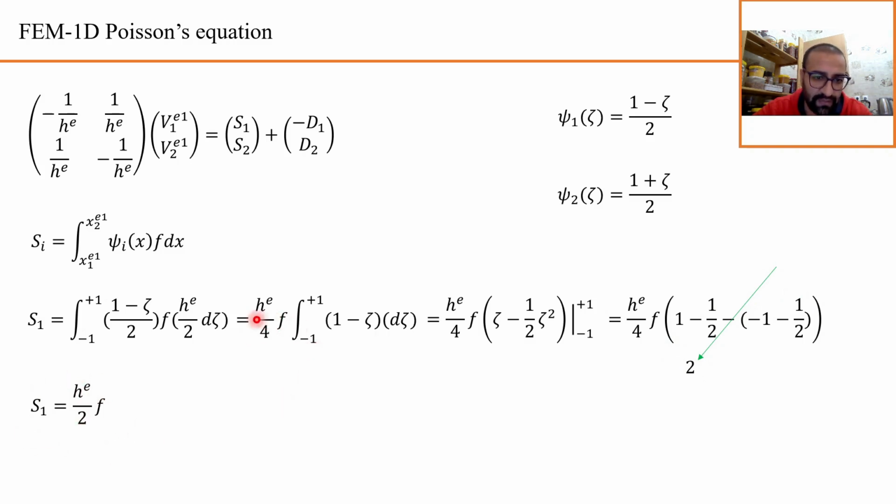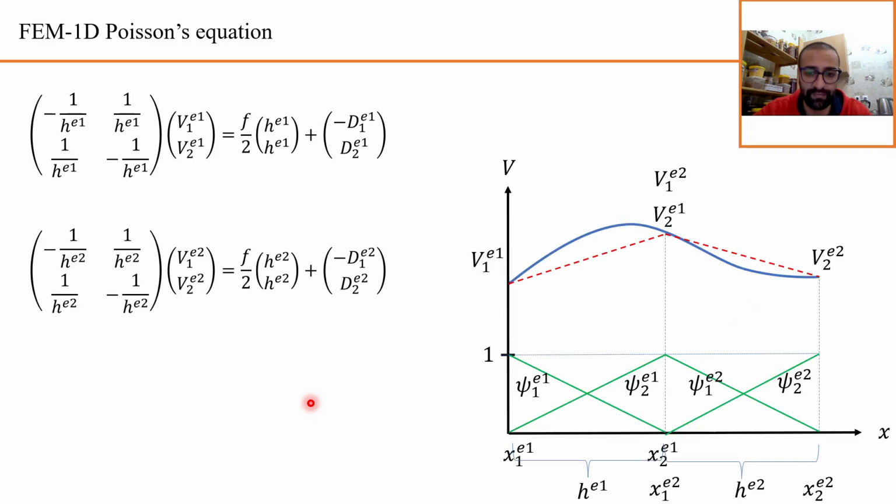Here we assume that f is a function that comes out of the integral. And if you calculate s2, also just by substitution of this function here, that will give us s2. It will be again h over 2 times f.